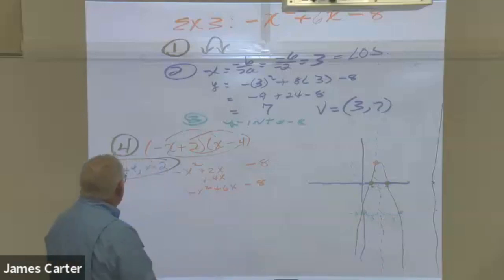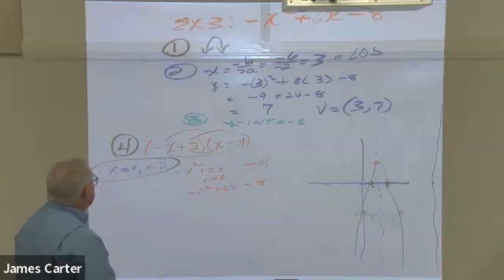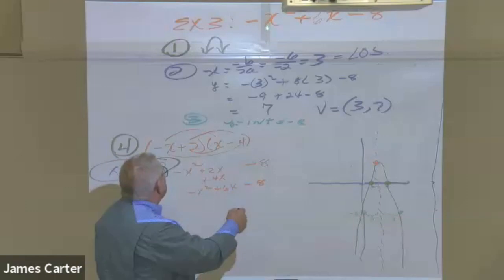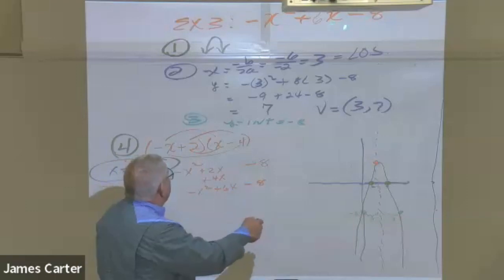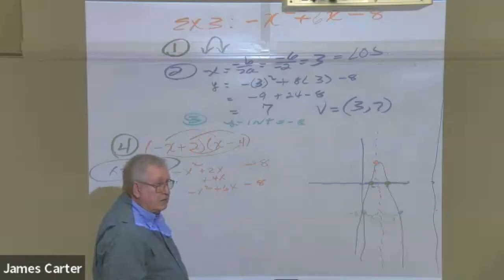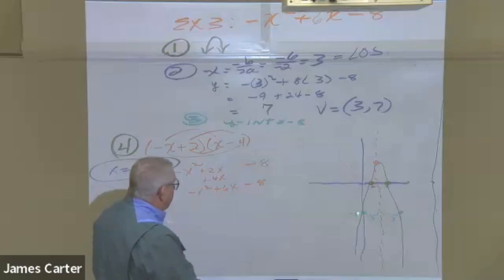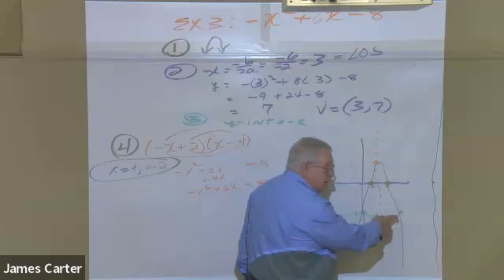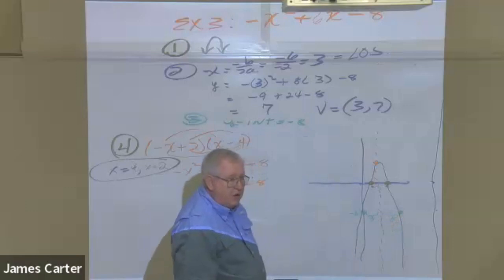Next thing I'm going to do is find the y-intercept. Okay, what's the y-intercept going to be on this thing? Well, we're going to substitute a 0 there, and our answer is going to be -8. So here, -8 is the y-intercept. And if this is 3 over, that's 3 over. That gives us another graphing point.